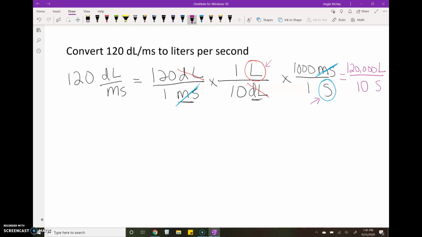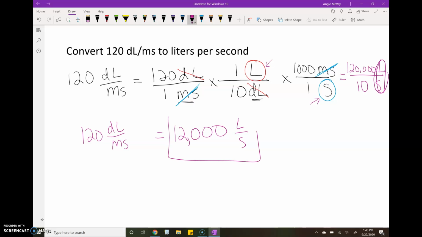Now we need to divide that through. Our final answer is 120,000 divided by 10, which is 12,000. Our units right here are liters per second. So we can say 120 deciliters per millisecond is the same as 12,000 liters per second. That would be our final answer.